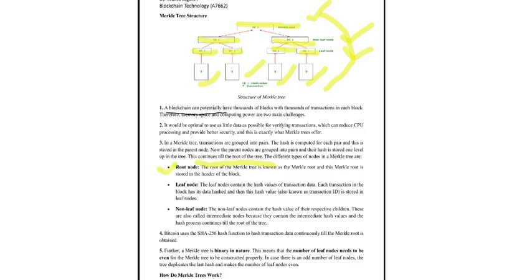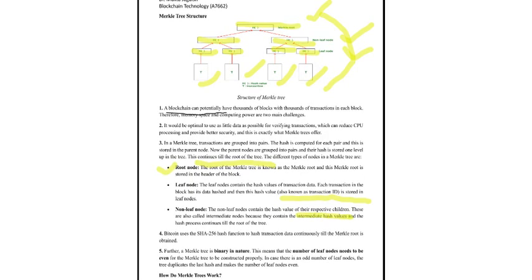Then we have the leaf node. The leaf node contains the hash value of the transaction data. We have already discussed what a hash function and hash value are. Each transaction in the block has its data hashed, and this hash value is also known as the transaction ID. It is stored in a leaf node. Then we have the non-leaf node. The non-leaf node contains the hash value of its respective children. These are also called intermediate nodes because they contain the intermediate hash values, and the hash process continues till the root of the tree.